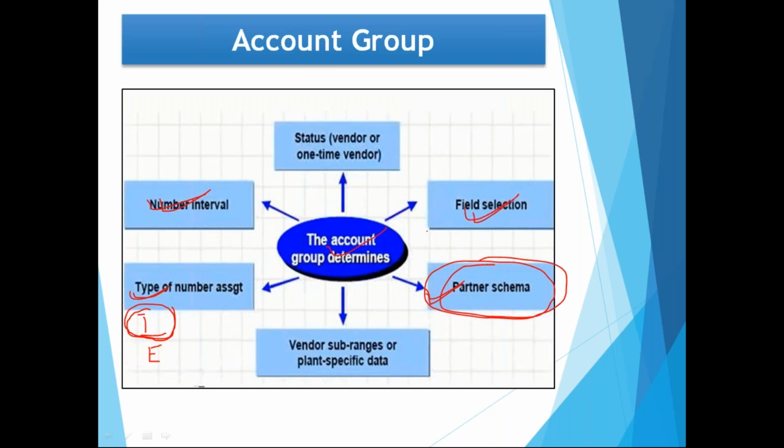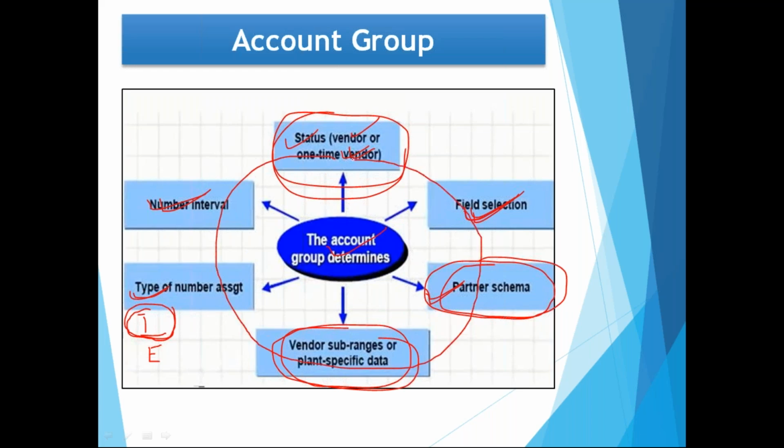Field selection: when we went into the vendor creation, the system was asking us to enter data in only certain fields. So that field configuration is done in the vendor master. Now its status, whether it is a normal vendor or a one-time vendor, we will discuss one-time vendor in a minute. And of course vendor-specific plant data. All these are controlled by your account group. That is the importance of account group.